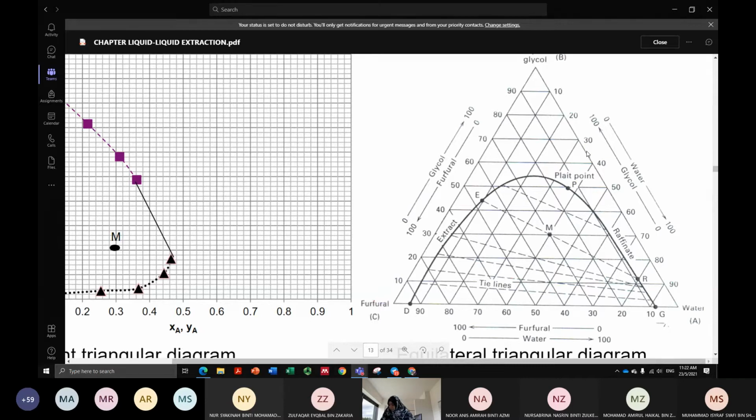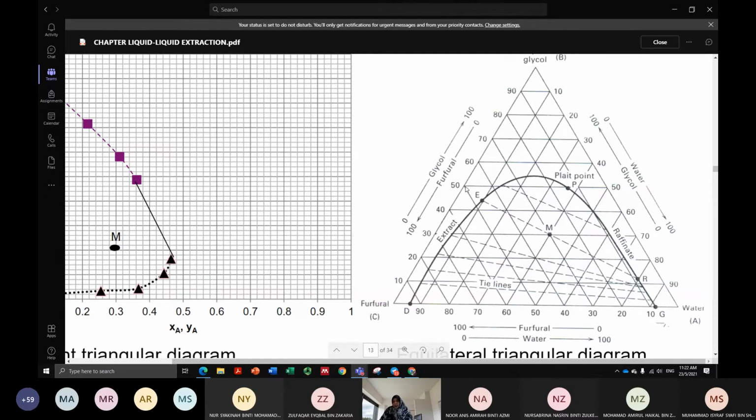Jot down. A is 37%, which is 0.37. Let's say B. The base is here. So you read from here 10, 20, 30, 40, 50. So the B is 50%. Therefore, it is 0.5.